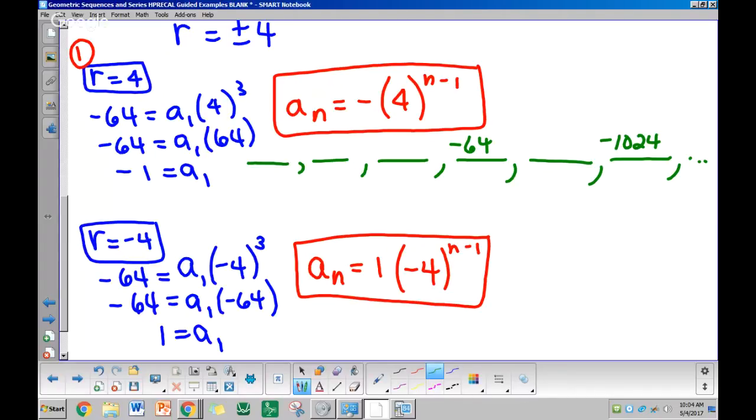So for this sequence up here, what happens? We said a sub 1 was negative 1, and if I take negative 1 and multiply it by 4, we get negative 4. Negative 4 times 4 is negative 16. Negative 16 times 4 is negative 64. It works, right? Times 4 is negative 256, so it works, because we were given this one and this one, and it fits right in, doesn't it?